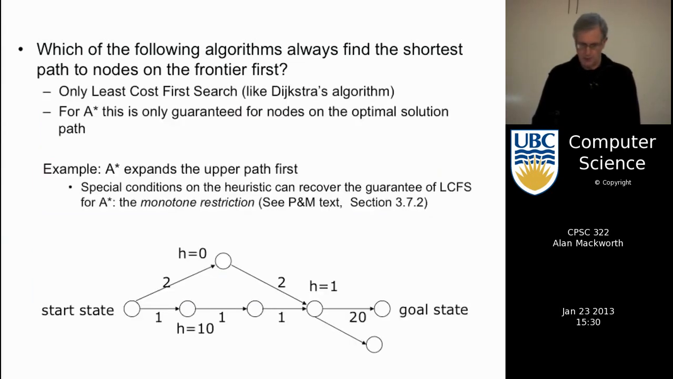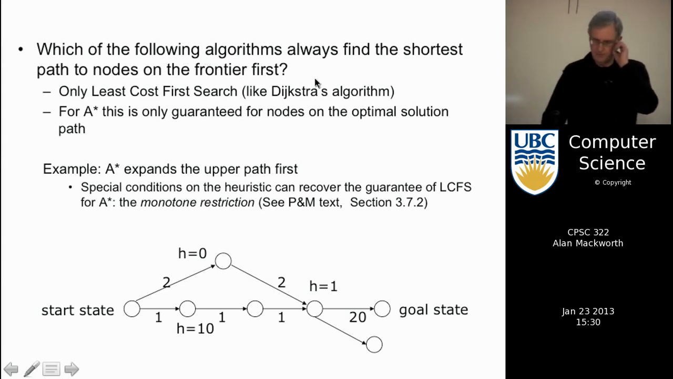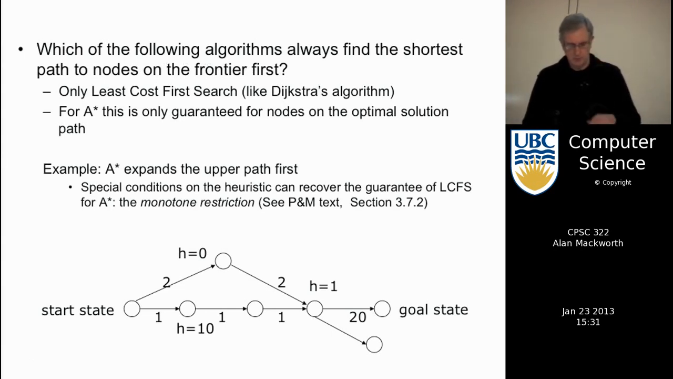Okay, so it's certainly not both of them. So which of the following algorithms always finds the shortest path first? Only least cost first search, like Dijkstra's algorithm does. But for A star, this is only guaranteed for nodes on the optimal solution path.